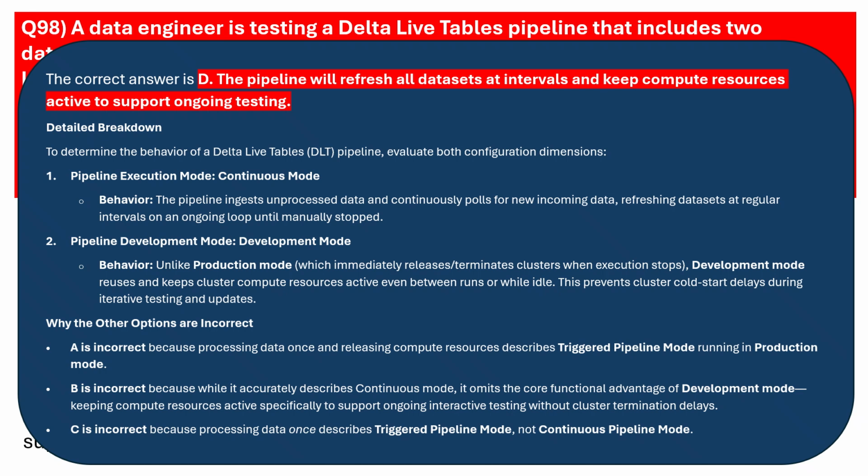Why the other options are incorrect. A is incorrect because processing data once and releasing compute resources describes triggered pipeline mode running in production mode. B is incorrect because while it accurately describes continuous mode, it omits the core functional advantage of development mode, keeping compute resources active specifically to support ongoing interactive testing without cluster termination delays. C is incorrect because processing data once describes triggered pipeline mode, not continuous pipeline mode.